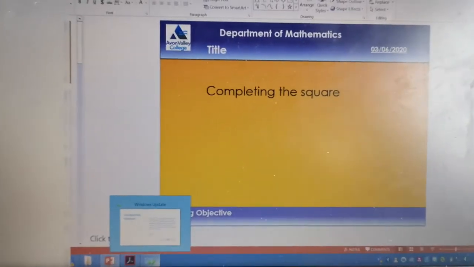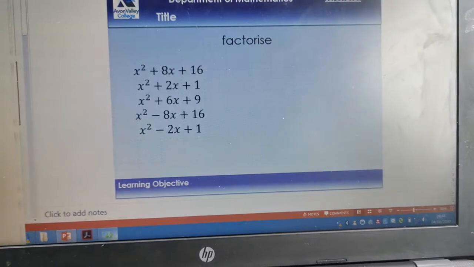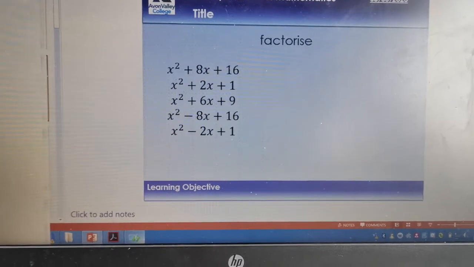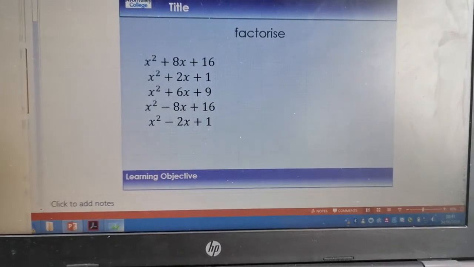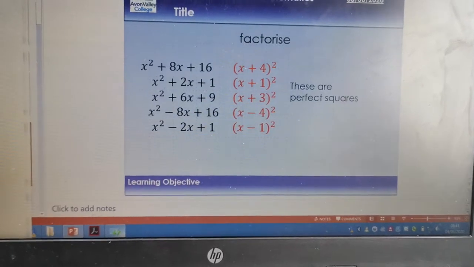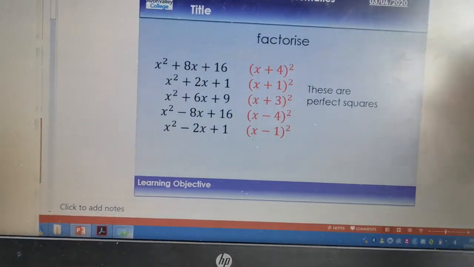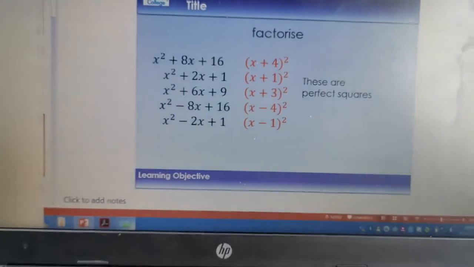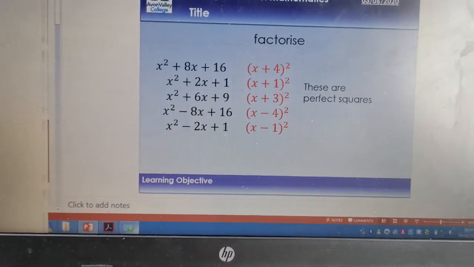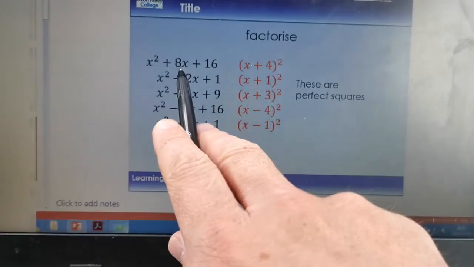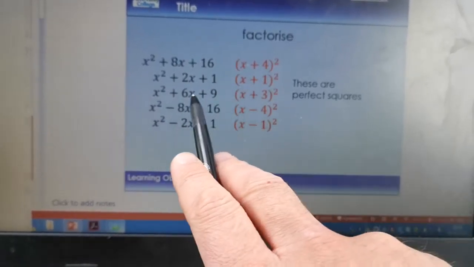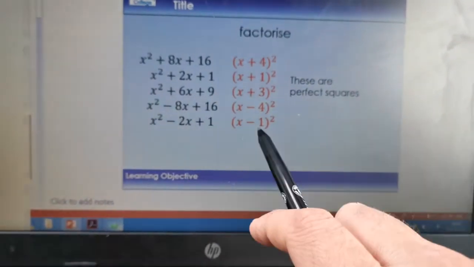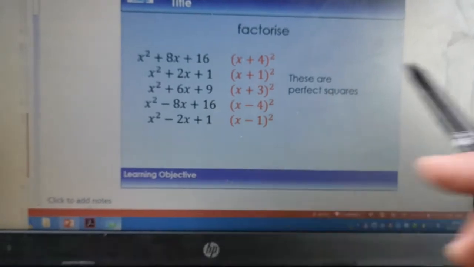So just before half term, I went through perfect squares. There was a reason for that because we're going to be using perfect squares today. You can see all of these are perfect squares. They come out as x plus 4 squared, x plus 1 squared, etc. What you've effectively done is take the middle number, the x coefficient, and halve it. So 8x becomes 4, 2x becomes 1, 6x becomes 3, minus 8x becomes minus 4, minus 2x becomes minus 1, and then that number squared gives you this number here.